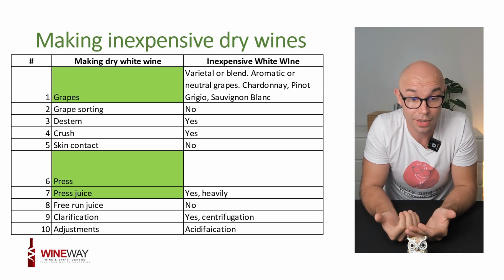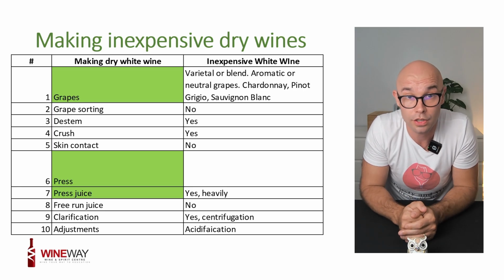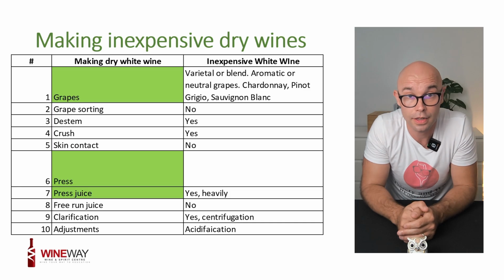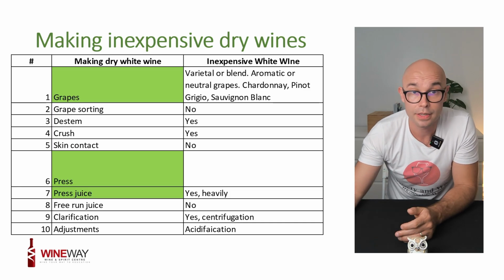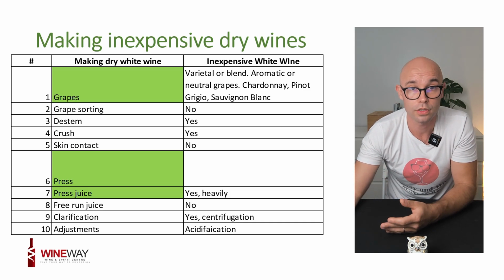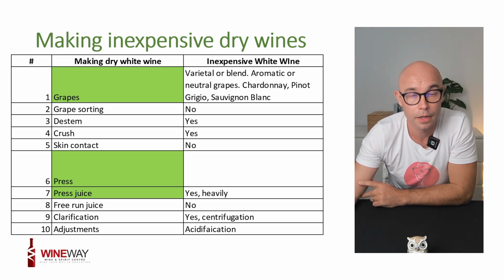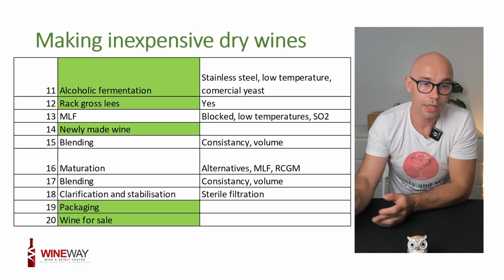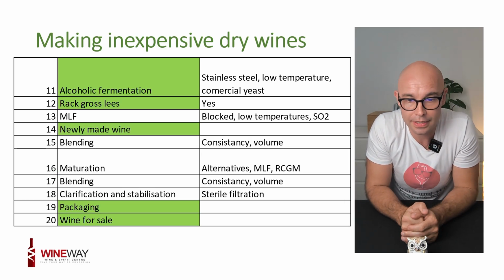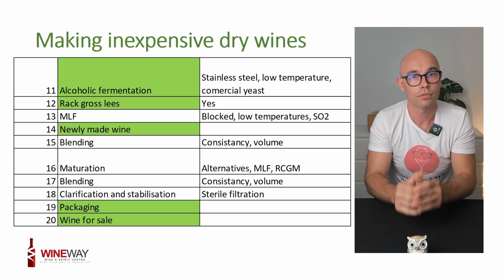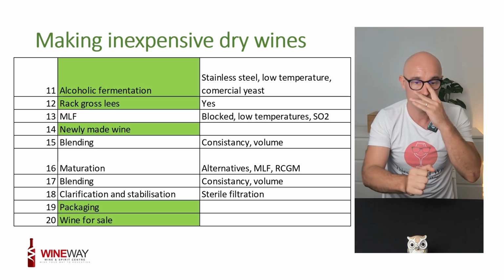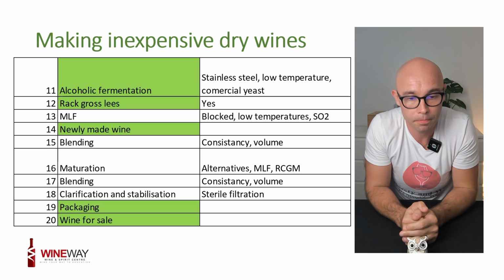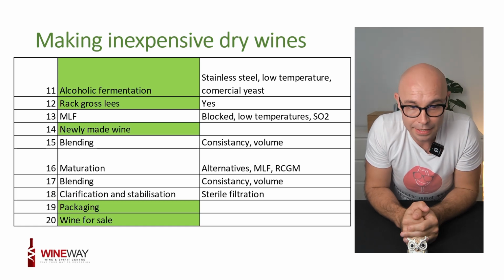Adjustments, yes: acidification, but also addition of sugar for grapes that are not perfectly ripe. This is a usual step for inexpensive wines. Alcoholic fermentation, yes, in stainless steel at lower fermentation temperatures. You're going to use commercial yeast, so fast, easy, simple, straightforward. Rack off gross lees, yes.